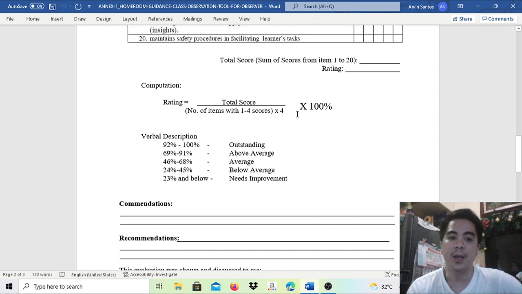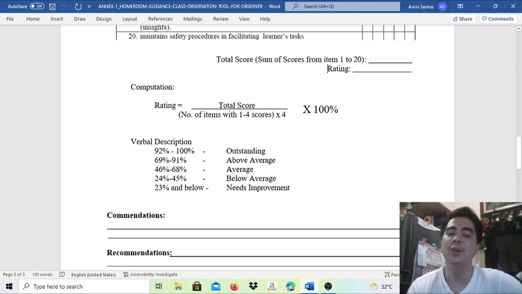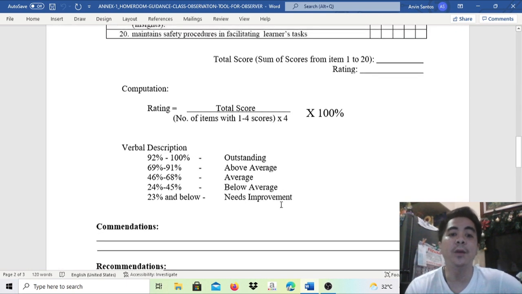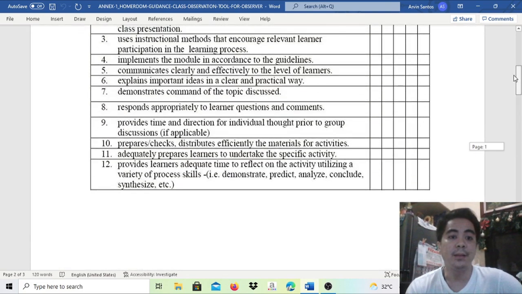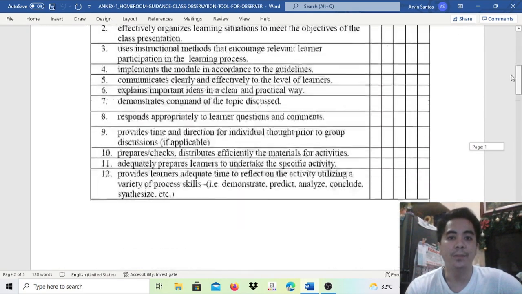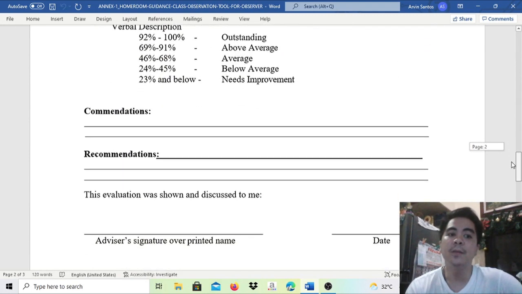Times 100%. So, if you get a verbal description of 92 to 100%, you are outstanding. That's good. Diba? 69 to 91% above average, 46 to 68% average, 24 to 45% below average, at kapag 23% naman po below, of course, you need improvement. Diba? Saan tayo nagkulang? Anong part? Diba? So, ano yung need nating improve at dagdagan pa or yun nga. So, yun po yun.